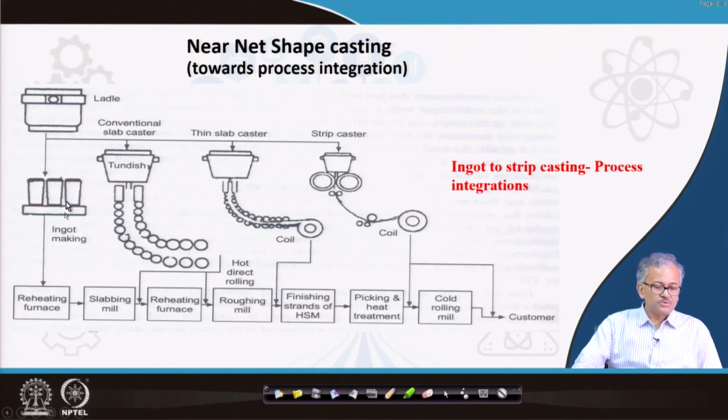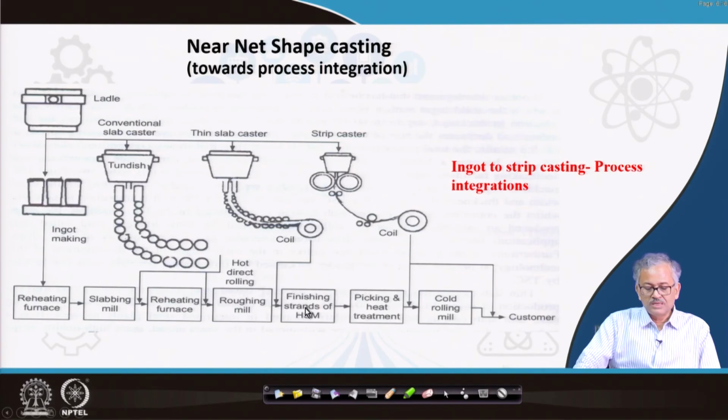Okay, so in case of the ingot, you have to reheat in the furnace and then go to the slabbing mill, and from the slabbing mill back to the reheating furnace. Then it enters the roughing mill. In case of continuous casting, it can directly come into the roughing mill, or after some preheating, or depending on temperature, it can come through the reheating furnace and then go to the roughing mill.